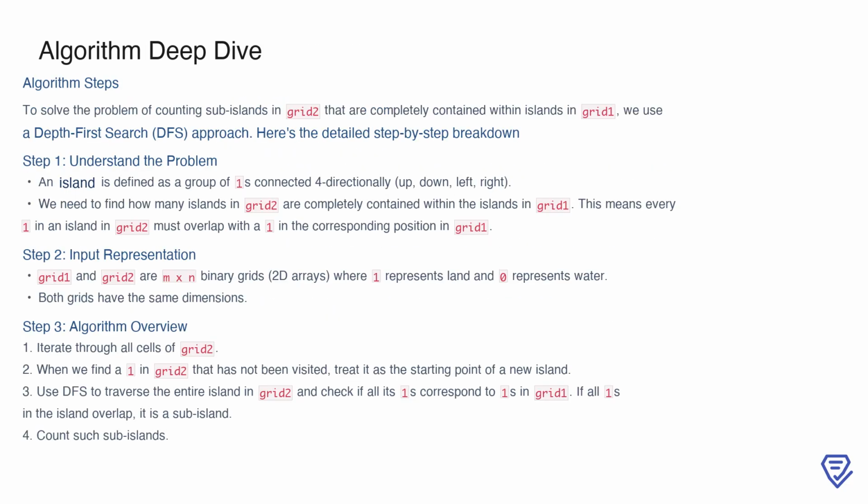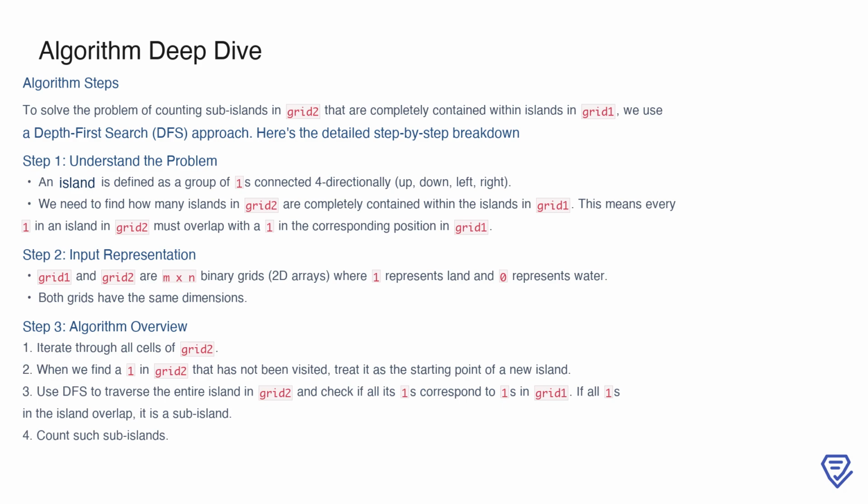To solve the problem of counting sub-islands, we employ a depth-first search, or DFS, approach. Let's break this down step by step. First, we need to understand the problem clearly. An island is defined as a group of ones in the grid that are connected in any of the 4 cardinal directions: up, down, left, or right. Our goal is to determine how many islands in Grid 2 are completely contained within the islands of Grid 1.